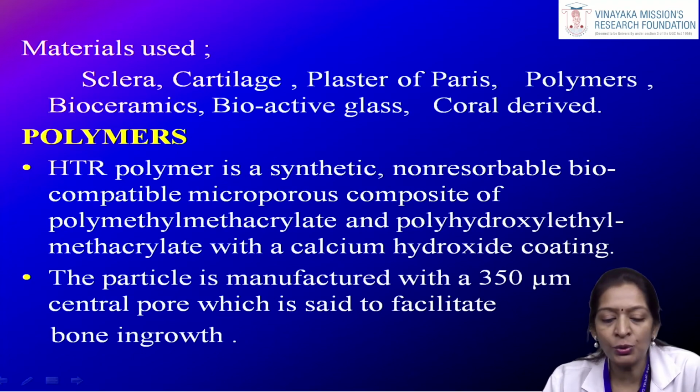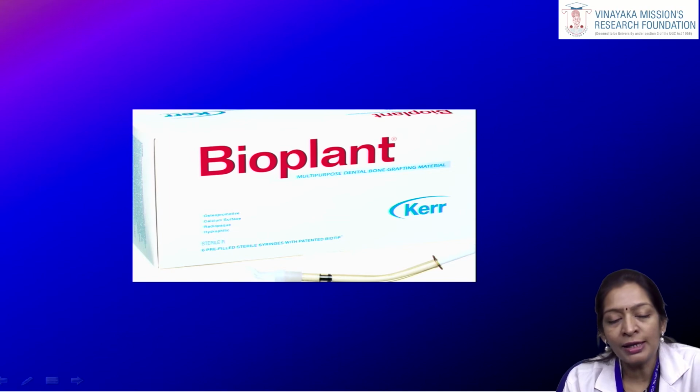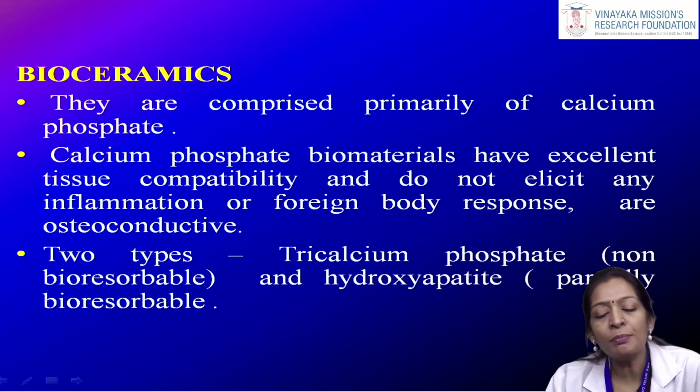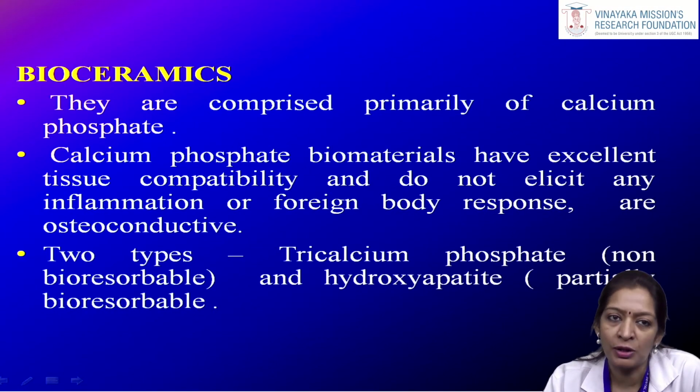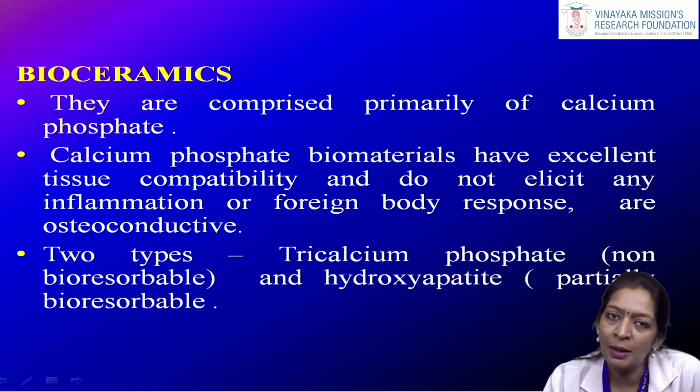The commercially available polymer is called Bioplant. The next one is bioceramics. They are comprised primarily of calcium phosphate. Calcium phosphate biomaterials have excellent tissue compatibility and do not cause any inflammation or foreign body response. So they are very biocompatible and extensively used. Two types of bioceramics are used in recent times, namely tricalcium phosphate, which is non-bioresorbable, and hydroxyapatite crystals, as we all know, that is partially bioresorbable.